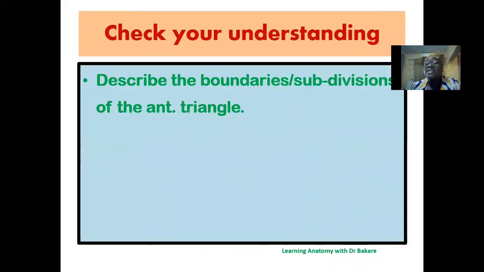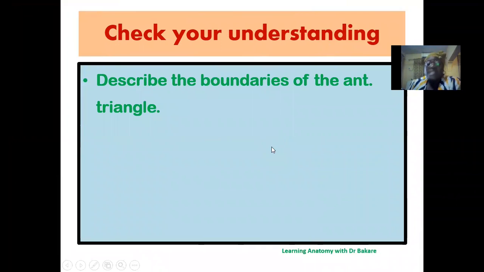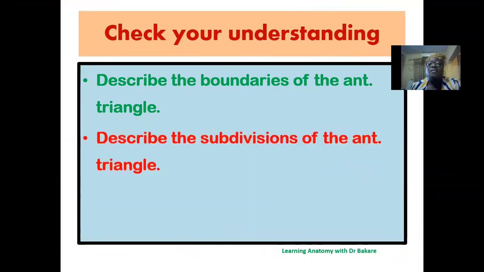We can check our understanding of this lecture through the following. Describe the boundaries of the anterior triangle. Describe the subdivisions of the anterior triangle. We've said that the anterior triangle is further subdivided into 4 sub-triangles, so we should describe these subdivisions. List the content of all the subdivisions of the anterior triangle. This we have highlighted during the course of this lecture.